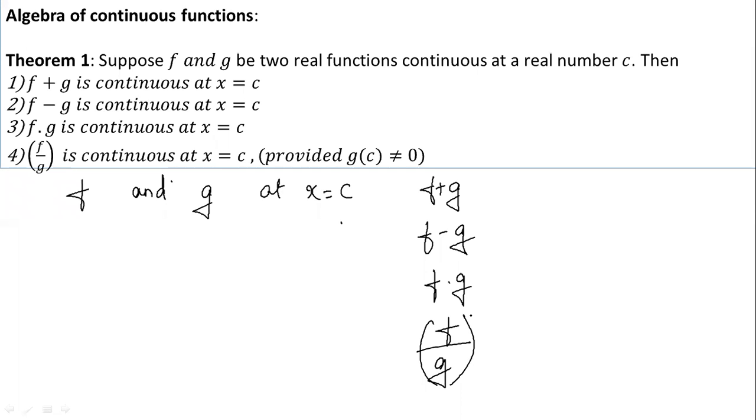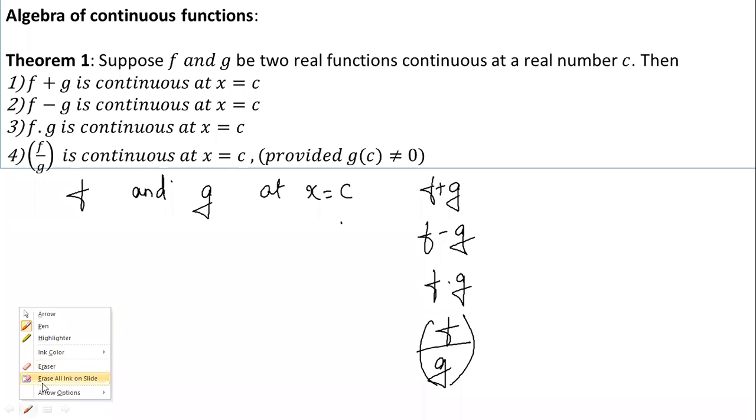If you have two functions which are continuous at a particular point, say x is equal to c, then their sum, difference, product, and quotient, all four of these, are continuous at that particular point, provided, in the fourth case, that g of c is not equal to 0. So we need to prove this. What I'll do is prove it for f plus g. The rest you have to take as homework.